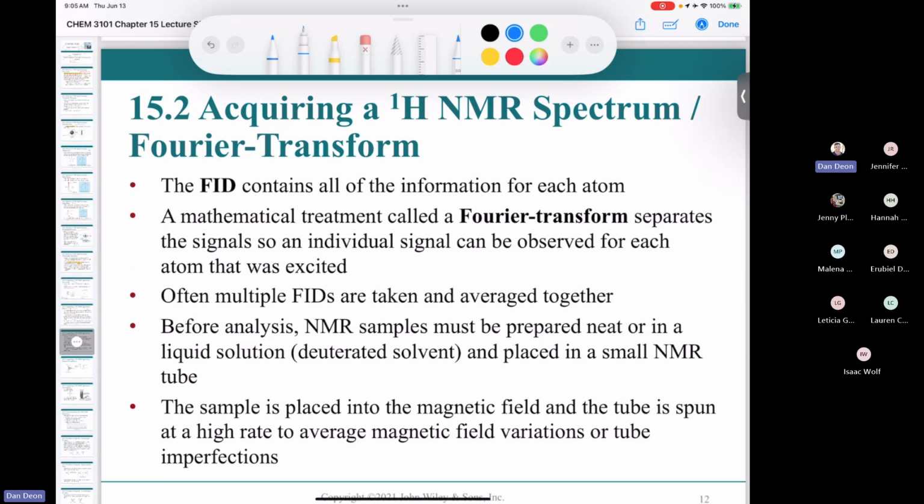Now, it says here, before analysis, an NMR sample has to be prepared neat, and neat just means no solvent, or in a liquid solution, which is in a deuterated solvent. Now, if you think about it, in a solution you have the solute and you have the solvent. If you dissolve your compound, the solute is going to be the compound that you're interested in, and the solvent is going to be the solvent. Now, which one's present in a greater amount? Is it the solute or the solvent?